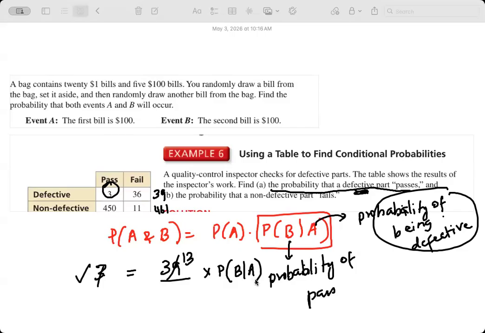See how I did it: it says the probability the defective part passes, right? So defective part passing is 3 and the total number of defective parts is 39. So then I did 1 over 13 times probability of B, because the non-defective part fails, which means it'll be 11 over 461. And I just multiplied both of them together.